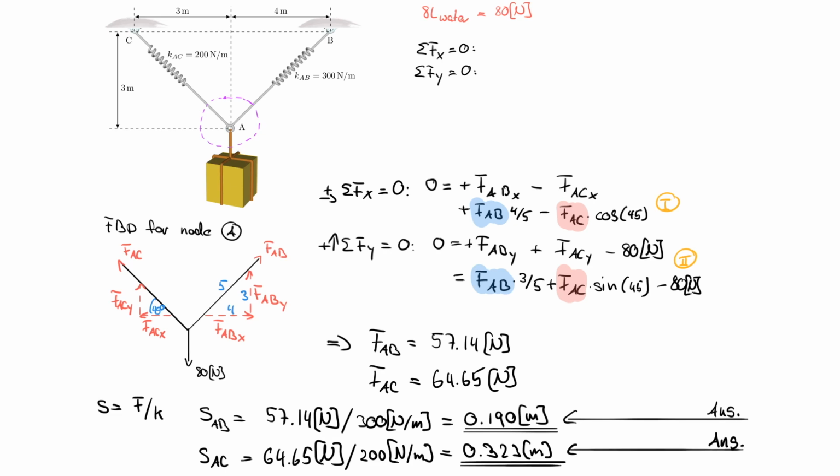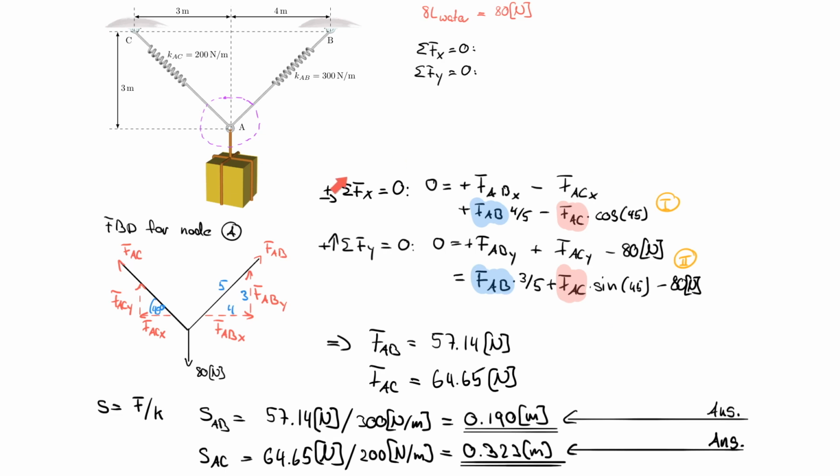We found the stretch in the springs by applying the stretch formula, or really Hooke's law, to the results from our free body diagram and our equilibrium. So we did not get confused by these springs initially. In fact, we ignored them.